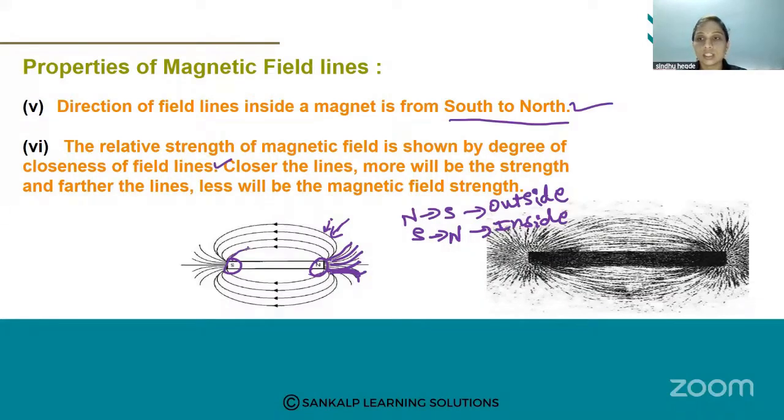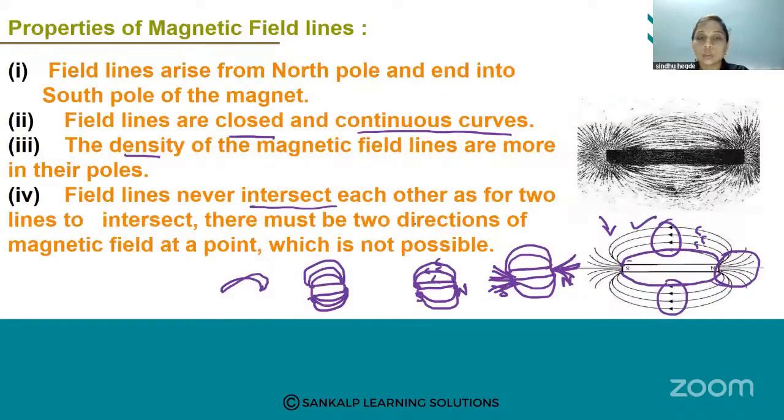Just remember all these properties; they are very, very important. The first property tells that magnetic field lines always go from north to south outside the magnet. Next, field lines are closed and continuous curves. The third property tells that the density of magnetic field lines is always more at the poles.